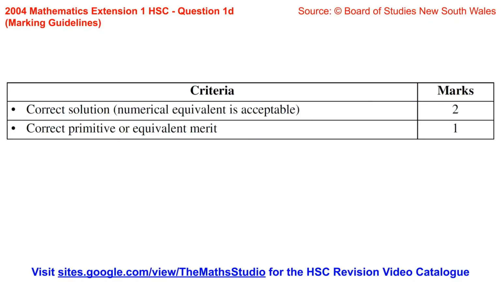The following are the marking guidelines for question 1d. For 1 mark, we have correct primitive or equivalent merit, and for 2 marks, we have correct solution. Numerical equivalent is acceptable.